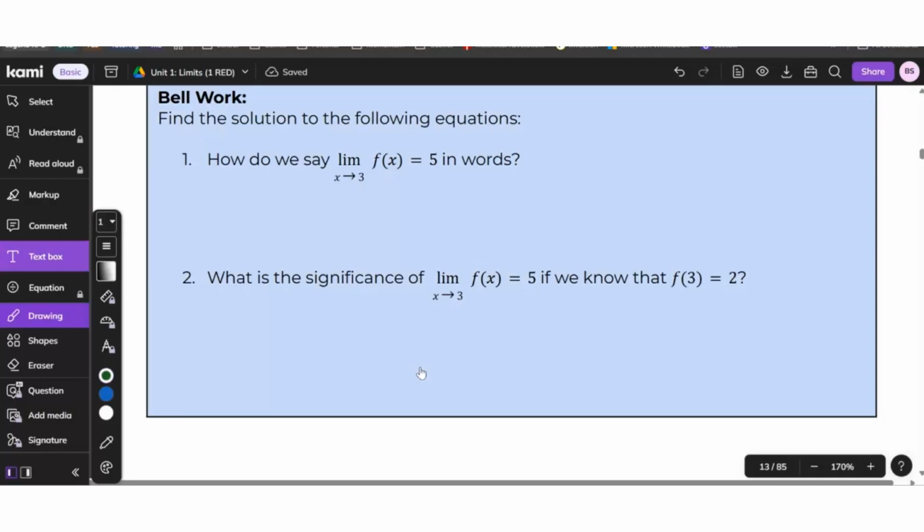The limit of x as x approaches 3 is 5. Perfect. What's another way I could say it? As x approaches 3, f of x is 5. Kind of. The limit as x approaches 3 of f of x is 5. Perfect. I'm not going to write that down. I think you're good. What is the significance of the limit of f of x as x approaches 3 equals 5 if we know that f of 3 equals 2?